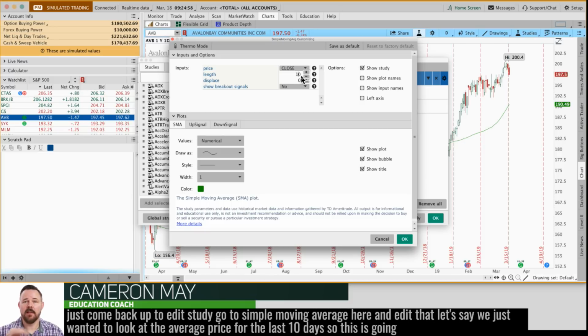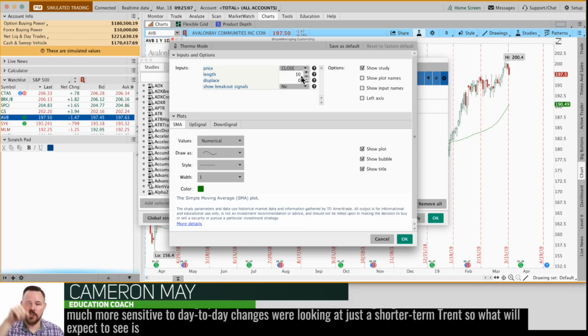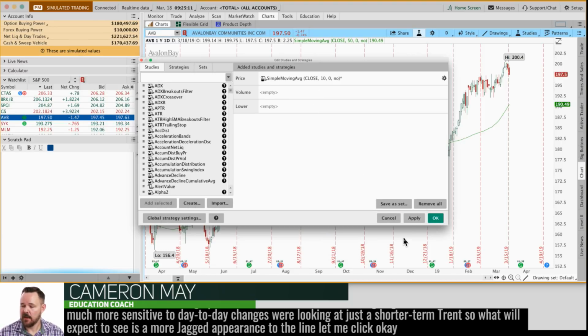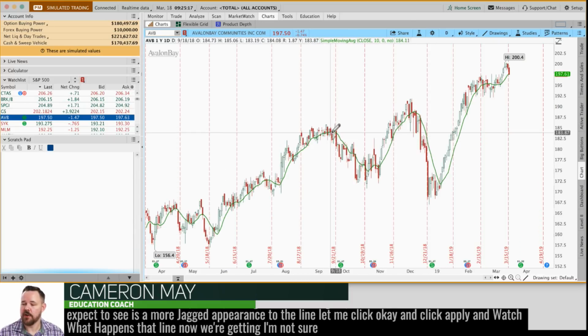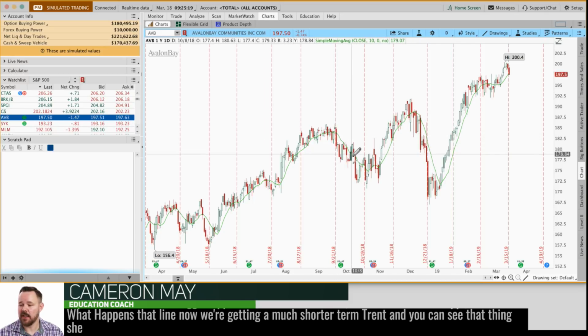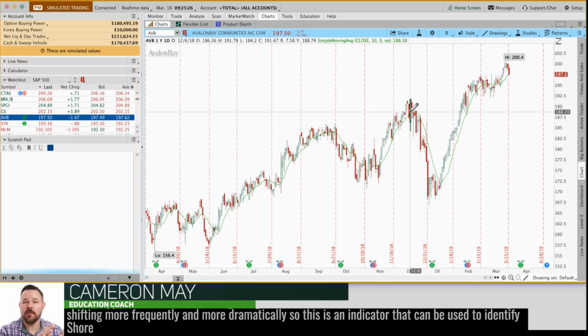So this is going to make this indicator much more sensitive to day-to-day changes. We're looking at just a shorter-term trend. So what we'll expect to see is a more jagged appearance to the line. Let me click OK and click Apply and watch what happens to that line. Now we're getting a much shorter-term trend, and you can see that thing shifting more frequently and more dramatically. So this is an indicator that can be used to identify shorter-term trends or longer-term trends or intermediate trends.